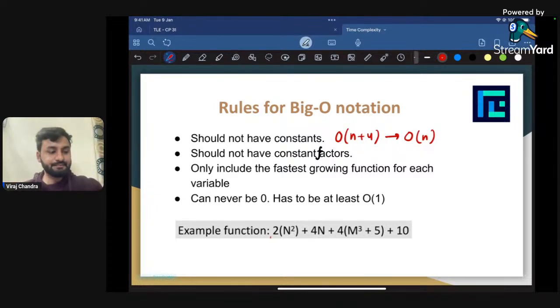Any problem, guys? So we should not have constants. Again, this is convention; there are no ifs and buts in this. Now, we should also not have constant factors. This is a very important thing. It might be a confusing point that first we discussed constants, and now we are saying constant factors. What's the difference? Can anybody tell me the difference between constants and constant factors? The word over here is factors, right?